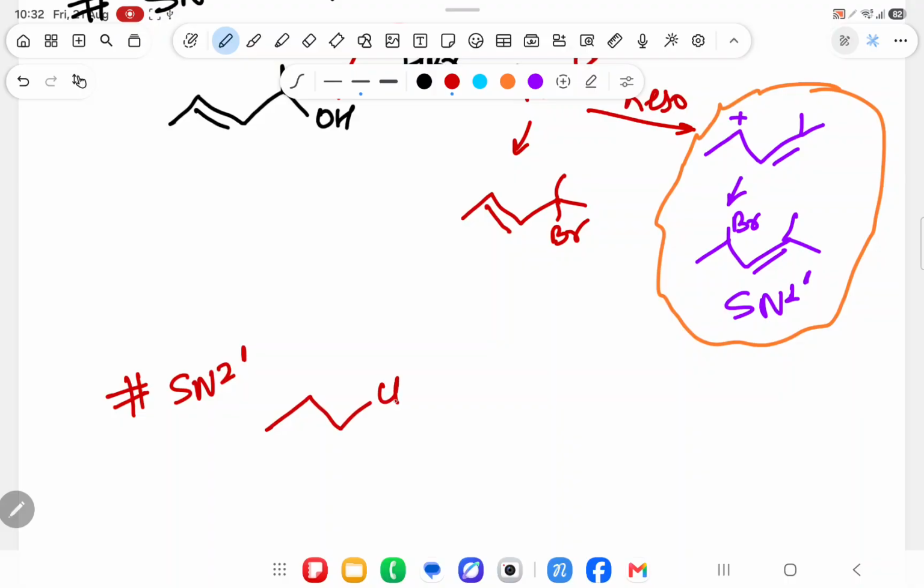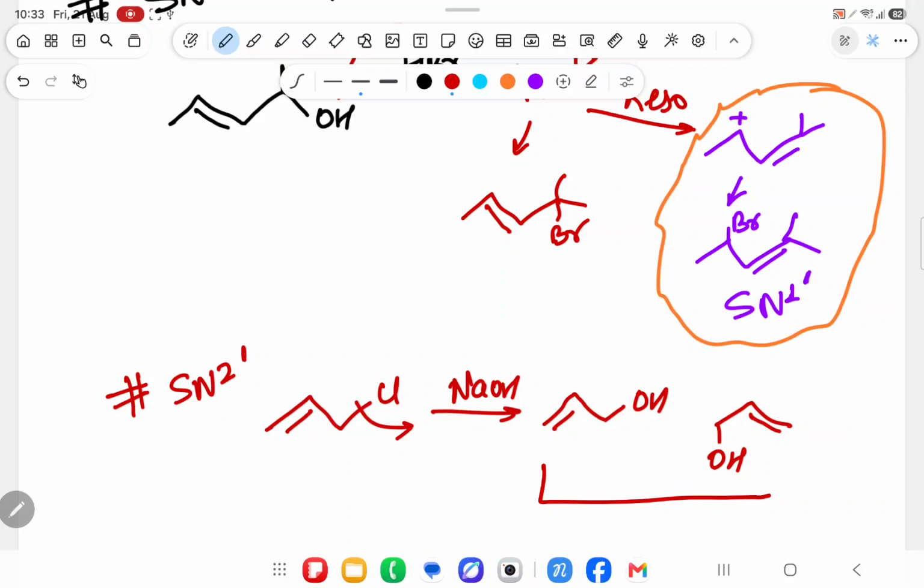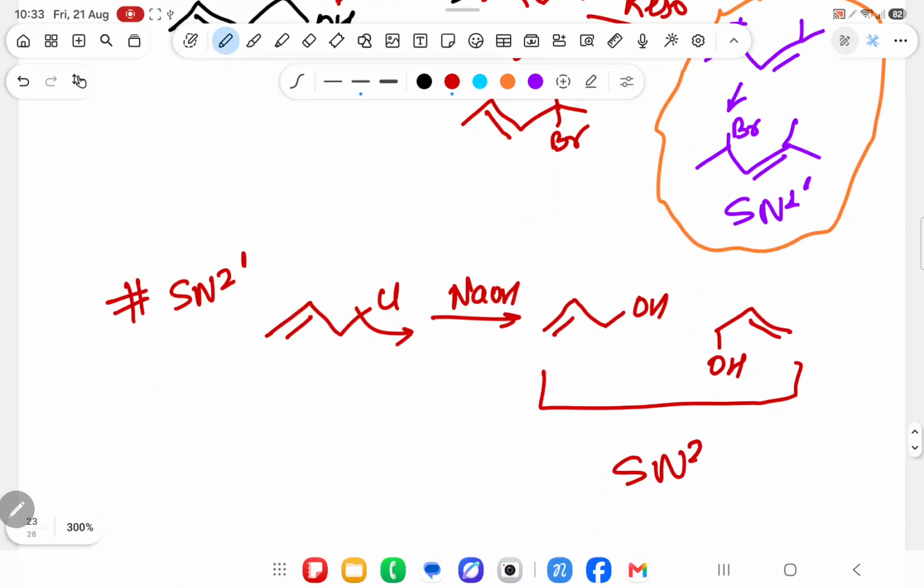Suppose I have taken Cl here. What will happen in the presence of NaOH? Cl will go. Now, one option is that OH attacks directly. Another option is that you do resonance, and after doing resonance, the double bond comes here and OH comes here. So the resonance product you have drawn is known as SN2 prime. Any place where you do resonance and then something attacks, that product is known as SN1 prime or SN2 prime.